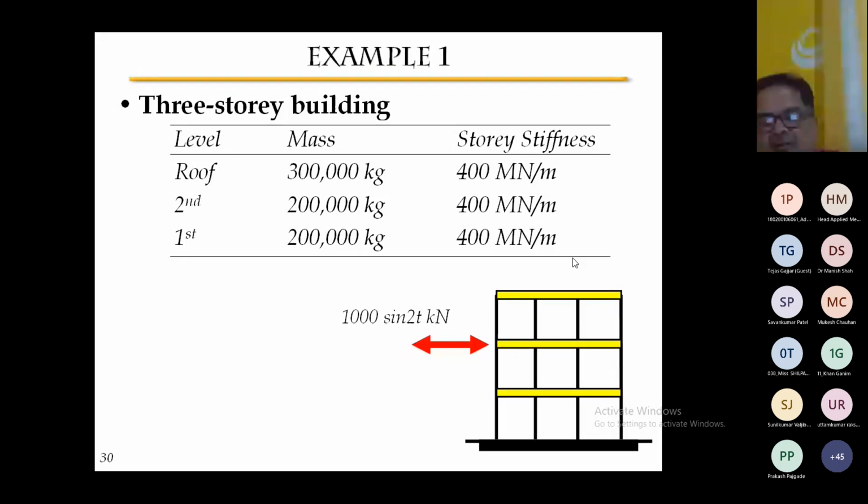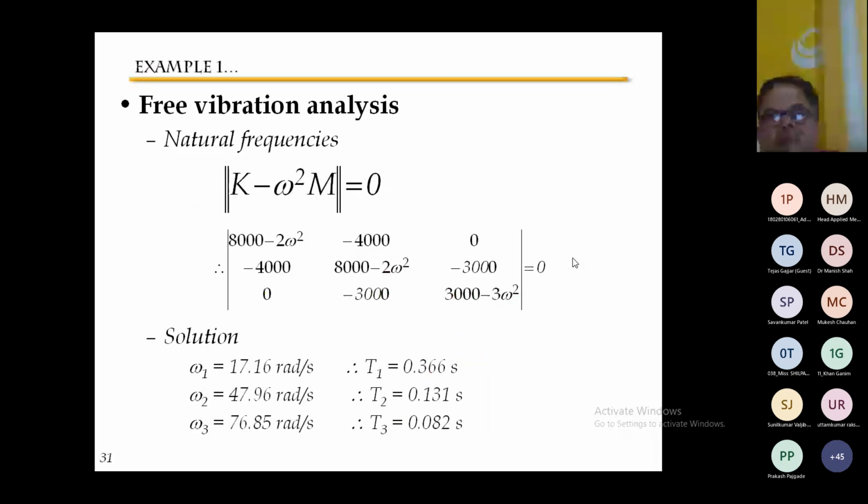It's a 3 degree of freedom system, and masses are given, and stiffnesses are given. So you see, I'm just brushing up this knowledge, and we have to calculate the frequency, right? So we have to go for the eigenvalue problem. So this is the equation, k minus omega square m, and from this we can get these 3 frequencies, right?